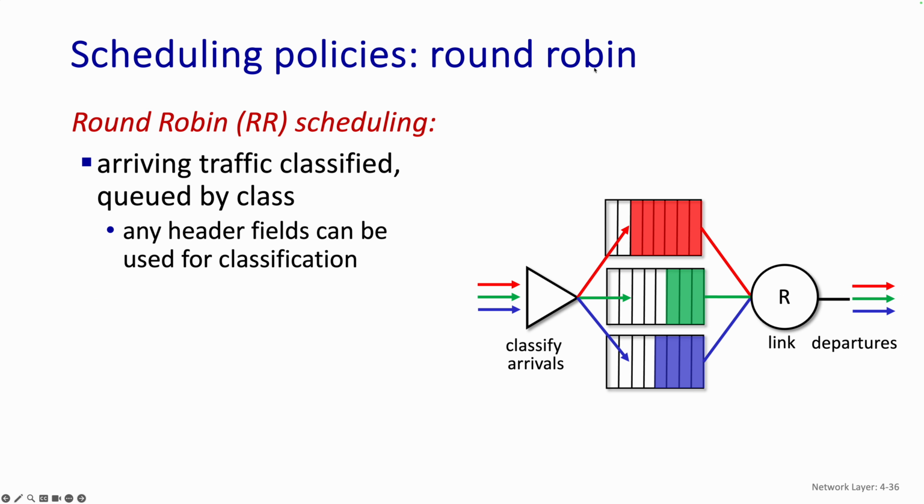Then there's this idea of round robin, where we still classify our data, but now we don't have high priority and low priority. Maybe it's video, web traffic, and some other background traffic. In the round robin approach, we don't give priority to one or the other. We just say, okay, we'll start with red. We'll send out one red, then one green, and then one purple. Then we'll go back up in a round robin style: red, green, purple. What that provides is that we're equally sharing each class of data, but we're not prioritizing one over the other.